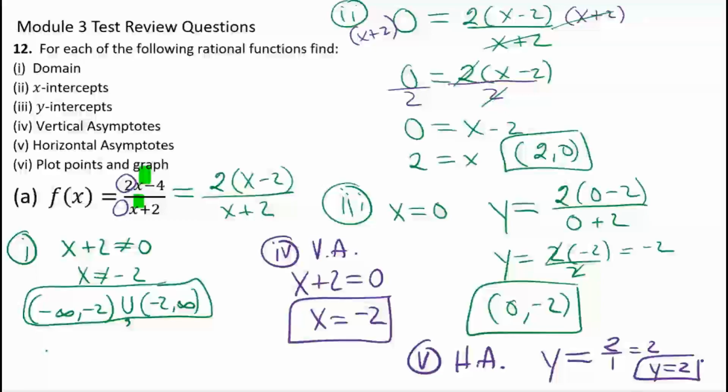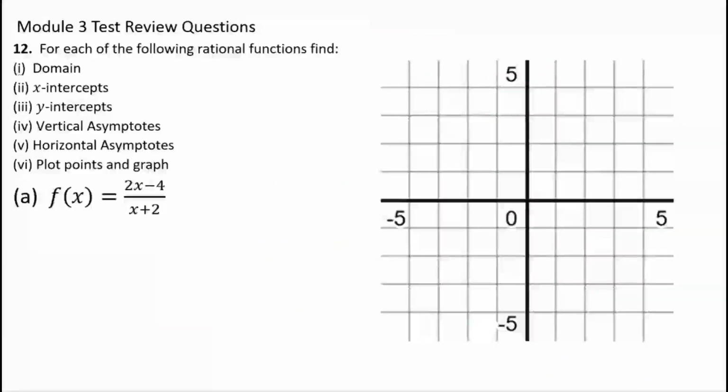Now what we want to do is take all of that information and transfer it to a graph and see what we can do. I'm going to try to do this by memory, but I may flip back to the previous page to get everything transferred. Remember, the x-intercept was 2, 0. So right on top, right there at 2, 0, I'm going to make a point. The y-intercept was 0, negative 2.